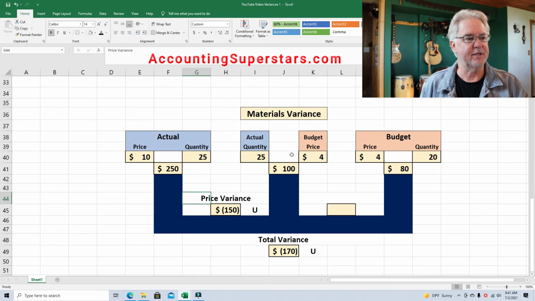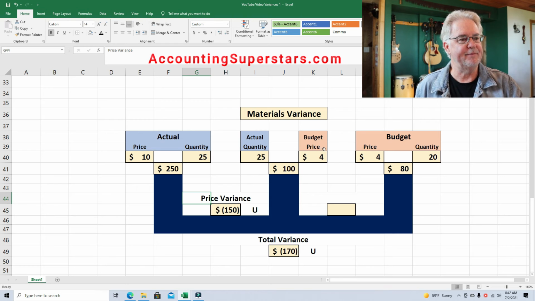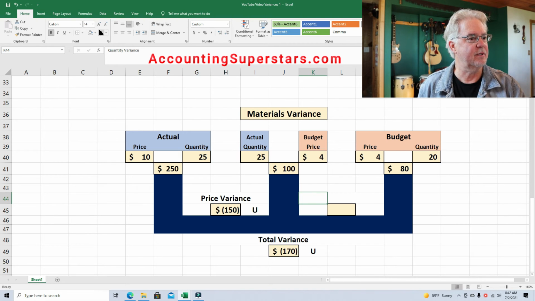Over here on the right, this is going to be quantity. How do I know that? Well, budget price, they're the same thing. Budget price, same thing. But over here we've got actual quantity and budget quantity. So we're figuring out the differences here for quantity, really. Okay, so we're going to call this the quantity variance.